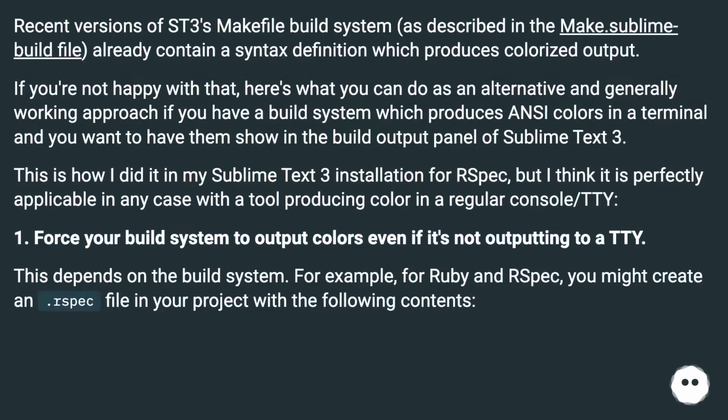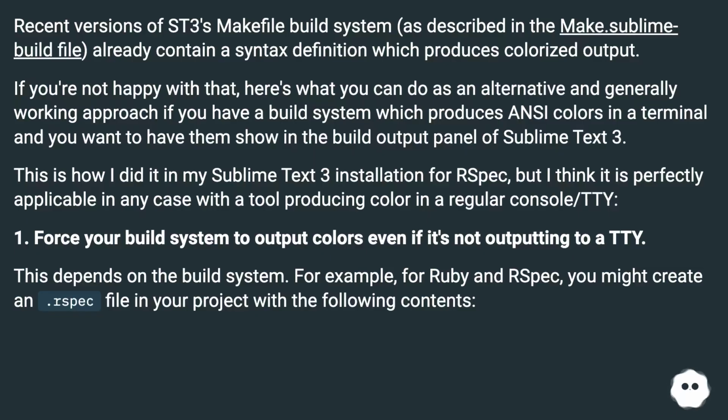Recent versions of ST3's Makefile build system, as described in the make.sublime build file, already contain a syntax definition which produces colorized output. If you're not happy with that, here's what you can do as an alternative and generally working approach if you have a build system which produces ANSI colors in a terminal and you want to have them show in the build output panel of Sublime Text 3.